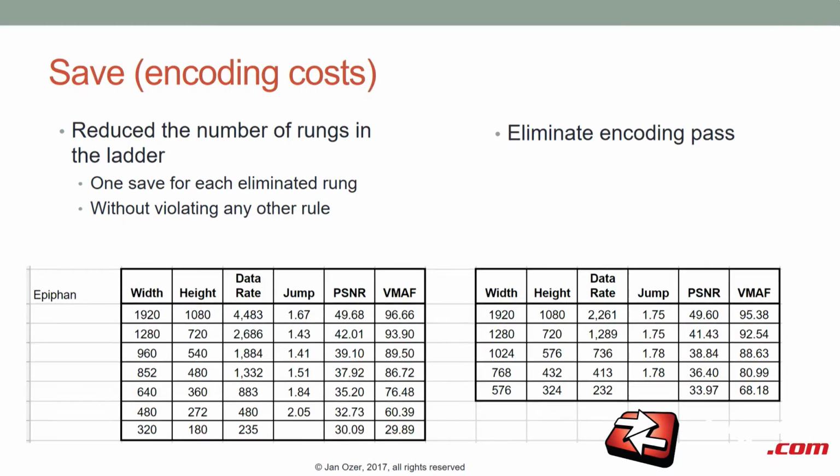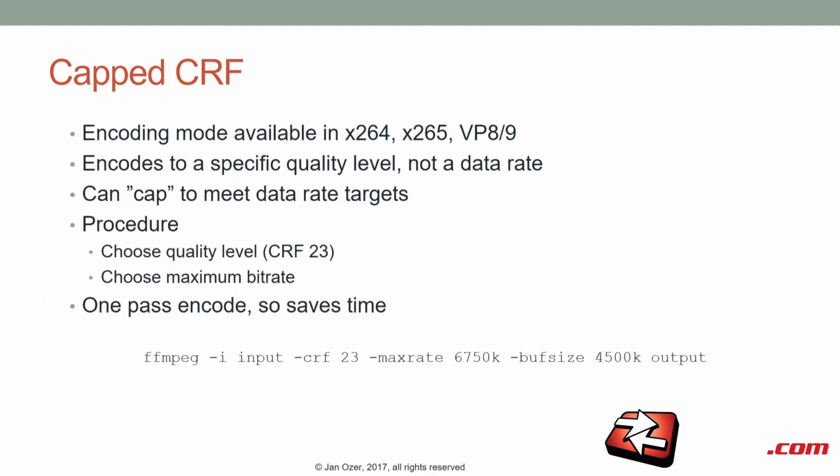And then a save is anytime you decrease the number of rungs in the ladder. So why is it a save? Because you're encoding fewer rungs. That means less encoding cost, and obviously it translates to lower storage costs as well. In this case, we'd have 2 saves because we cut 2 encoding ladders. If you go from 2 pass to 1 pass, you also have a save, and that's where CAP-CRF did really well. Okay, so that's how I scored.